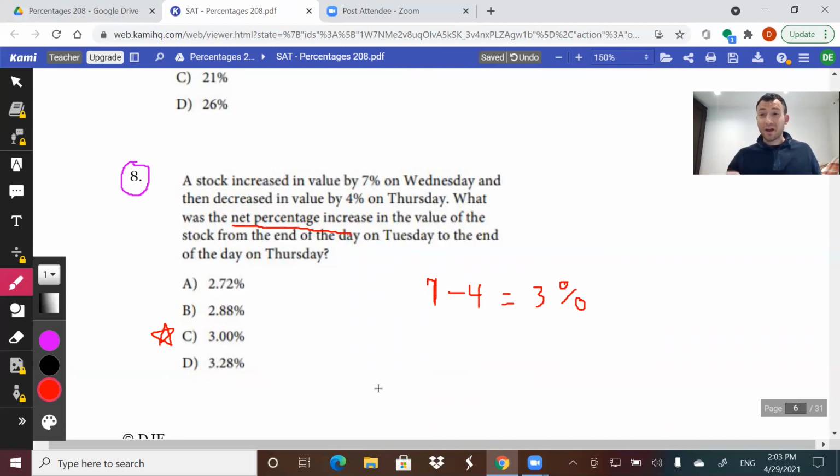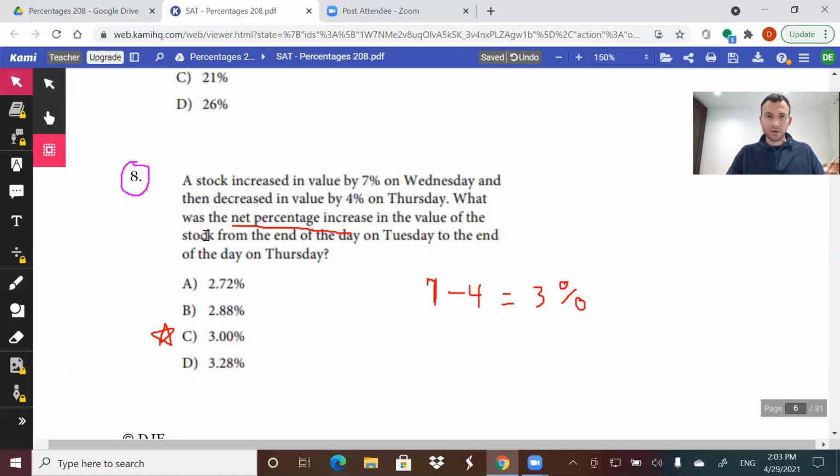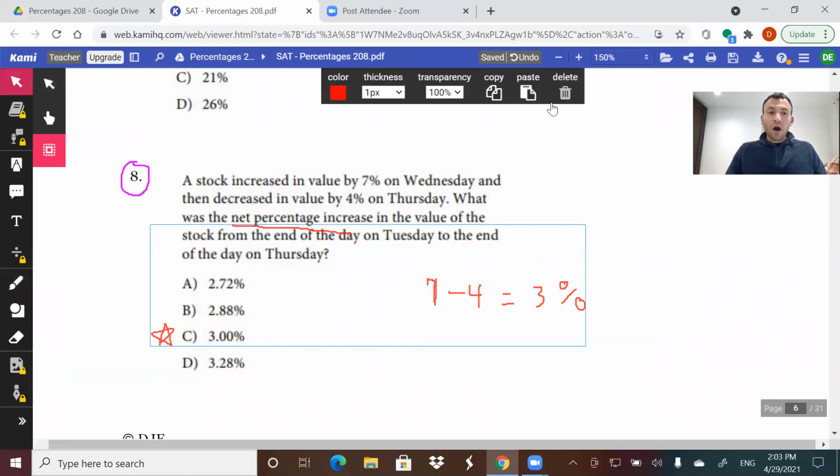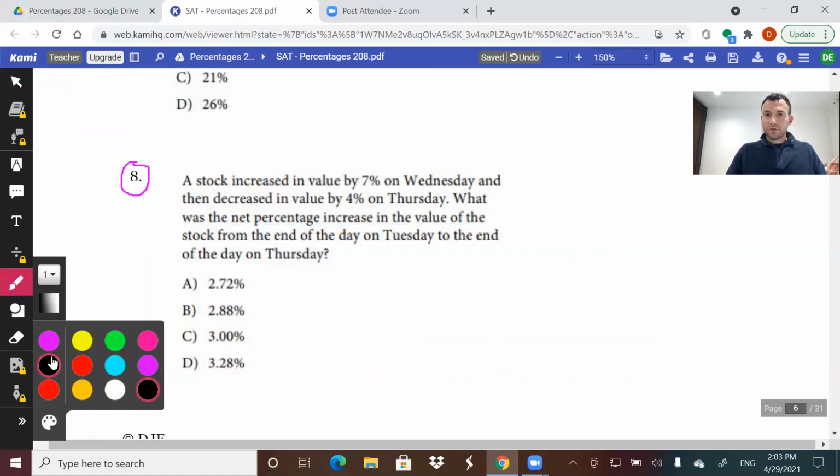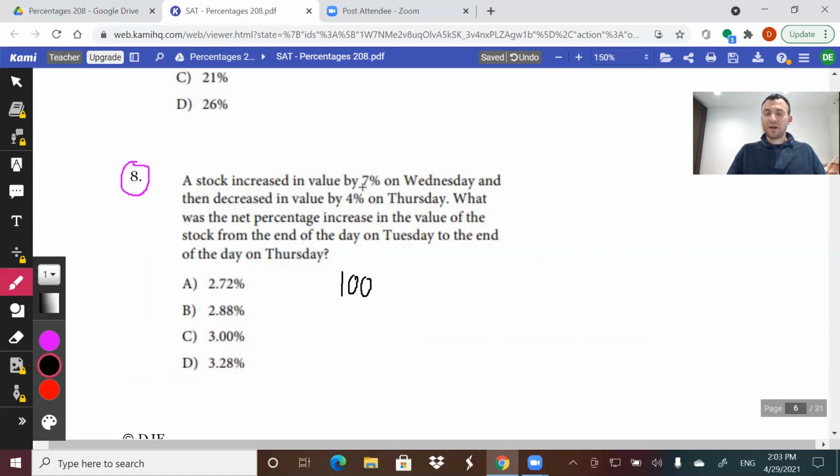With every percentage problem, you have to go through the steps. You do. You may not understand why when you do it, but you really do. And I'll show you why on this one. Okay, so it's not C, and I'll show you why. Let's just pick the number 100 because it's really easy to use. So let's pretend the original value of the stock is 100. If it goes up 7%, then obviously times 1.07. So that gets us 107.